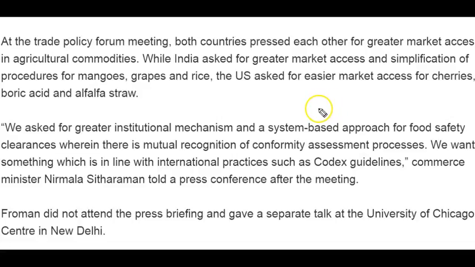Laboratories in India, if they give clearance to food items, may not get clearance from the US labs. So both countries have to agree on a common standard which is practiced at the international level, especially like Codex guidelines.